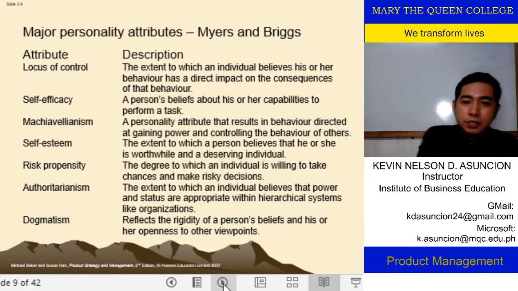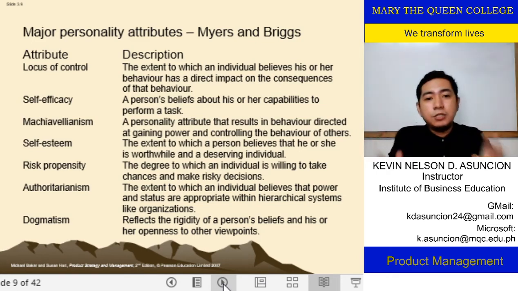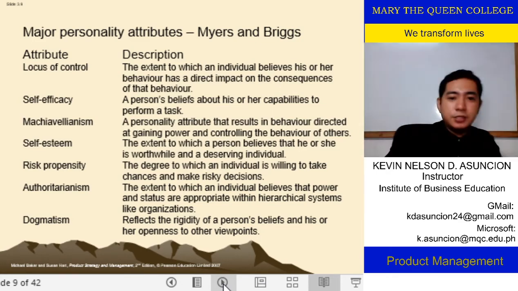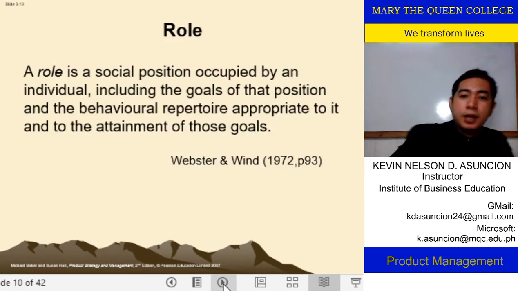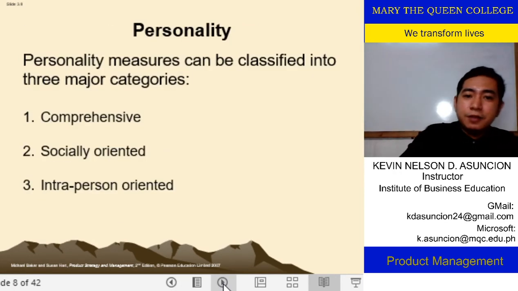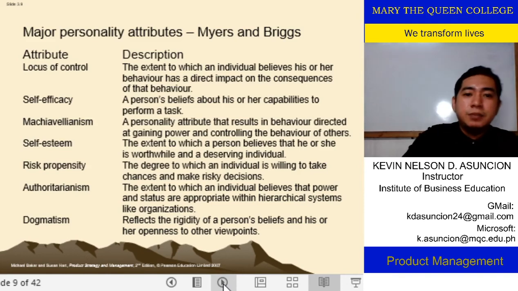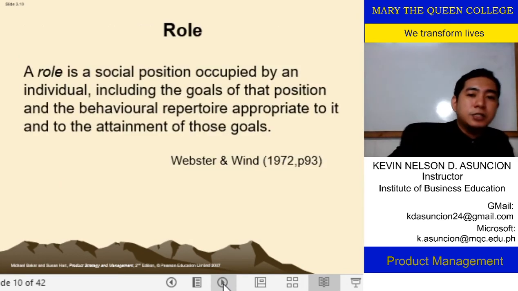I'll be sending you this presentation para mas makita ninyo. But I'll not be focusing so much on this. Because, again, dito kasi tayo, we have different personalities. So, these are just attributes that affect those personalities. So, we go now to the roles.